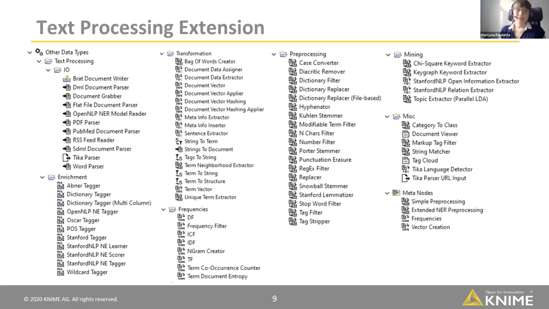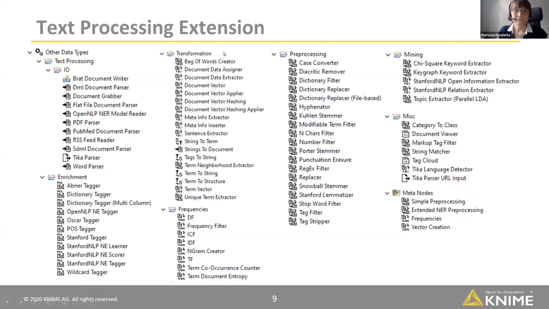Okay, for the text processing extension, KNIME provides, especially for text mining tasks, a text processing extension which provides a huge list of nodes. There are nodes available for data reading, so you can read different file formats. Here, the Tika Parser is very powerful and provides many different options to read PDF files, PowerPoint presentations, and really different types of data.